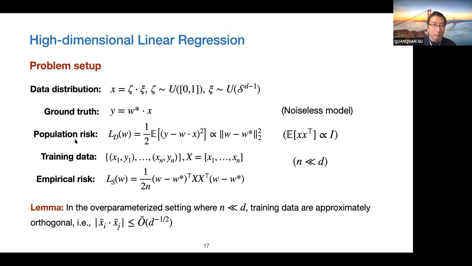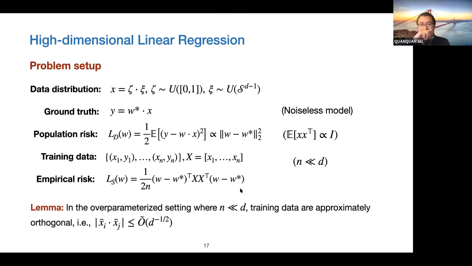Okay, so the population risk by definition is proportional to the norm square of W minus W star, because the covariance matrix is proportional to the identity. And given the training data X1, Y1, ..., Xn, Yn, we write the design matrix as X1, ..., Xn. So each column is a data point. It's a little bit different from the convention in statistics, but it makes no difference. And the empirical risk is just written in this way.